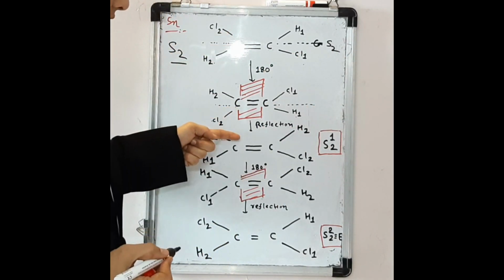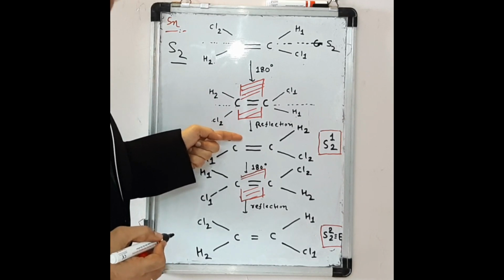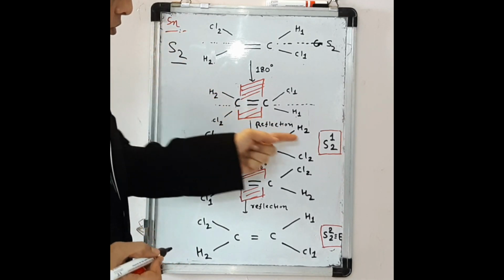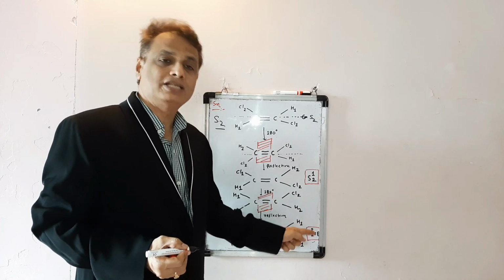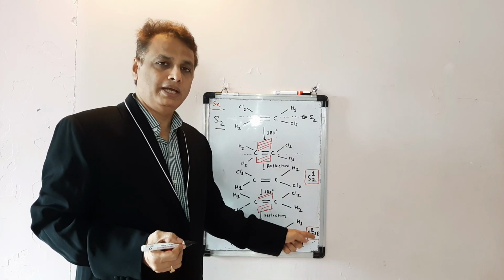Here the first rotation is there and n is equal to 2. So here it is denoted by S2^1. Similarly, this is known as S2^2, and S2^2 is equal to E.